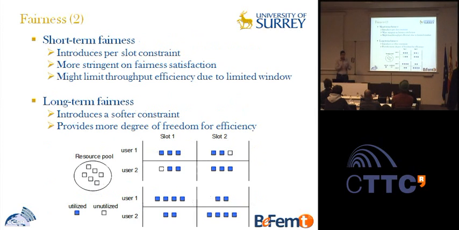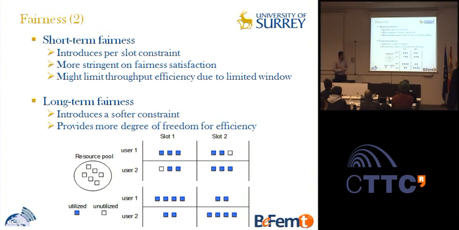On the other hand, fairness can be imposed, as I mentioned, in short-term and long-term perspective. So considering the short-term fairness, this fairness is going to impose some constraints in a per slot manner or per snapshot manner, and this would be more stringent on satisfying the fairness criteria. On the other hand, the long-term fairness is more relaxed and introduces a softer notion of constraint on our system, and it can provide more degrees of freedom to utilize the resources.